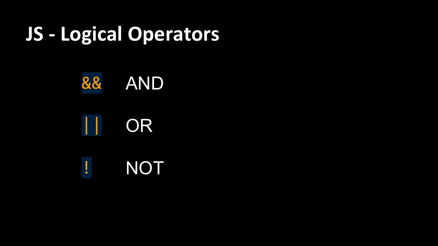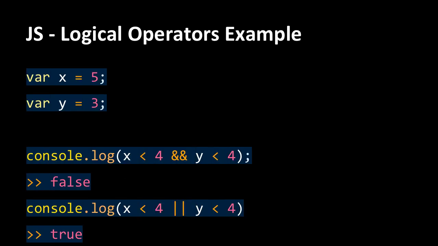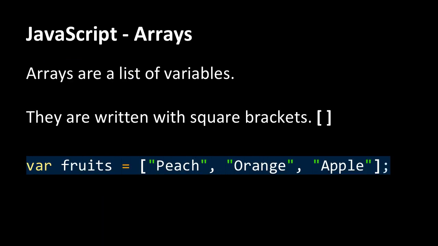You also have your logical operators and, or, not, and that works just as you would expect it to in your other programming languages. So, JavaScript arrays. Arrays are a list of variables. Any questions so far? Am I going too fast? Go ahead.